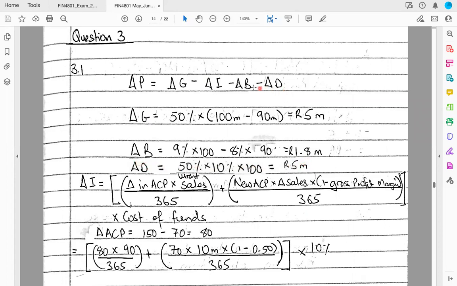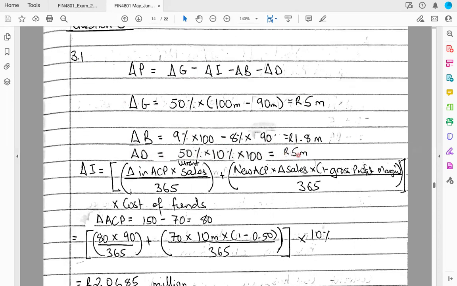An increase in bad debts, we put that as a negative. An increase in gross profit, we put that as a positive. So the opposite is true. Decrease in gross profit as a negative, decrease in bad debts as a positive, decrease in discount as a positive.